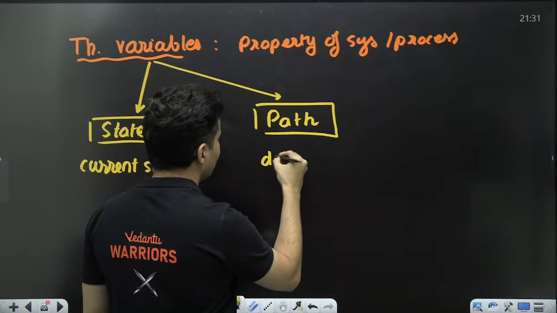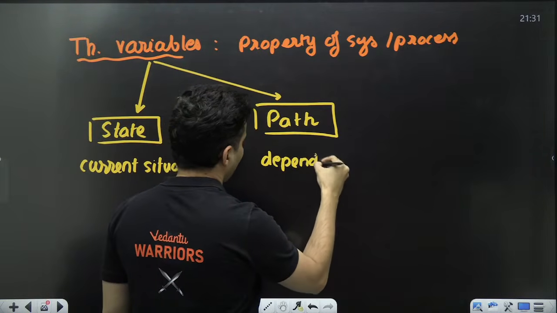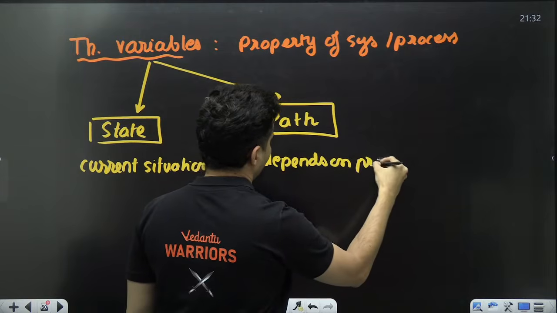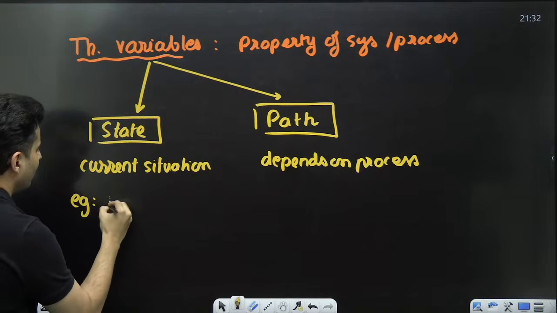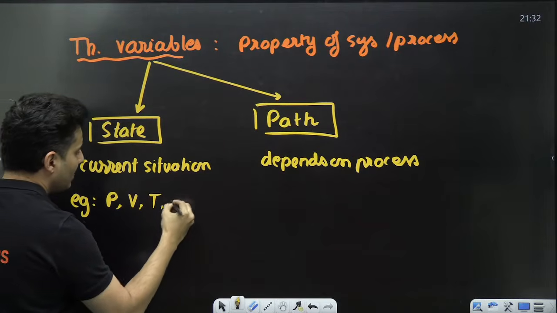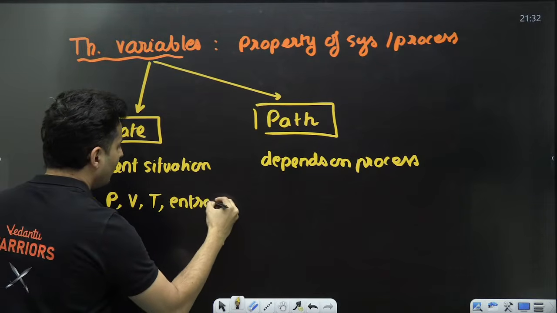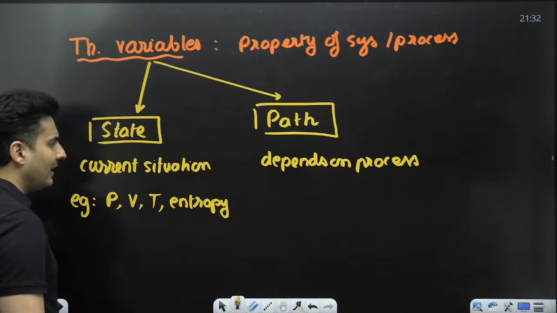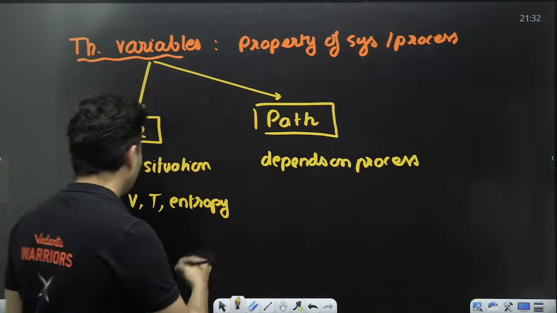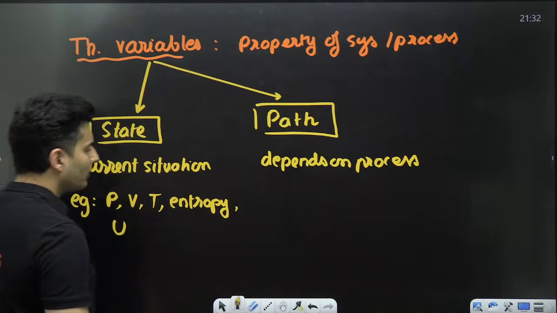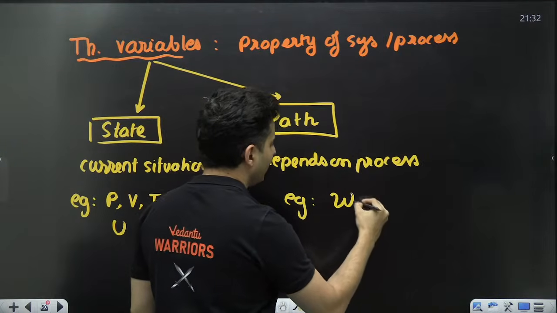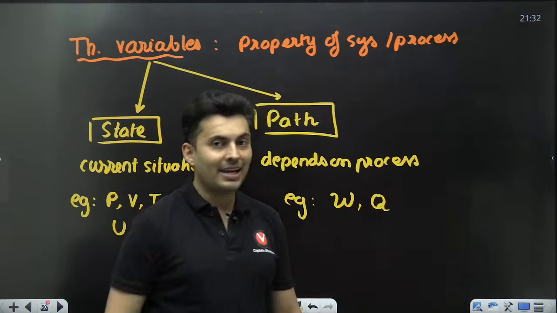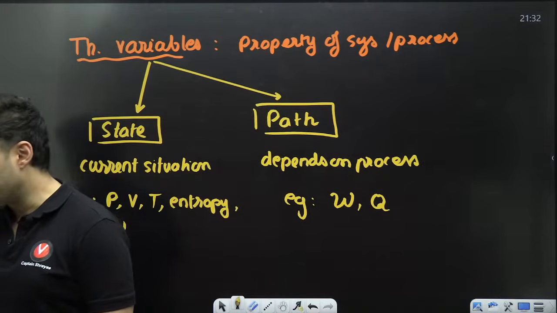Basically, it depends on the process. Examples of state variables are pressure, volume, temperature, entropy. All these things are basically state variables. Even internal energy, U. Whereas the examples of path variables are work and heat. They are basically path variables.